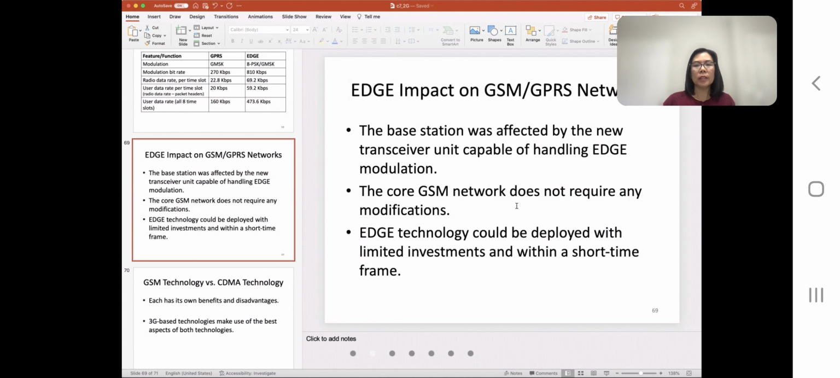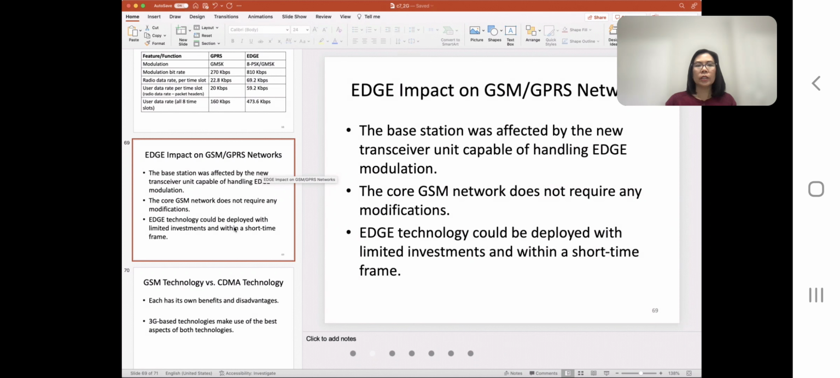However, the core network does not require any modification, right? Because they only handle packets. There's no transmission over the air. And because of that, the EDGE technology could be deployed with limited investment and within a short time frame, because we only need to add or replace the hardware at the base station to handle the new modulation technique instead of using GMSK.